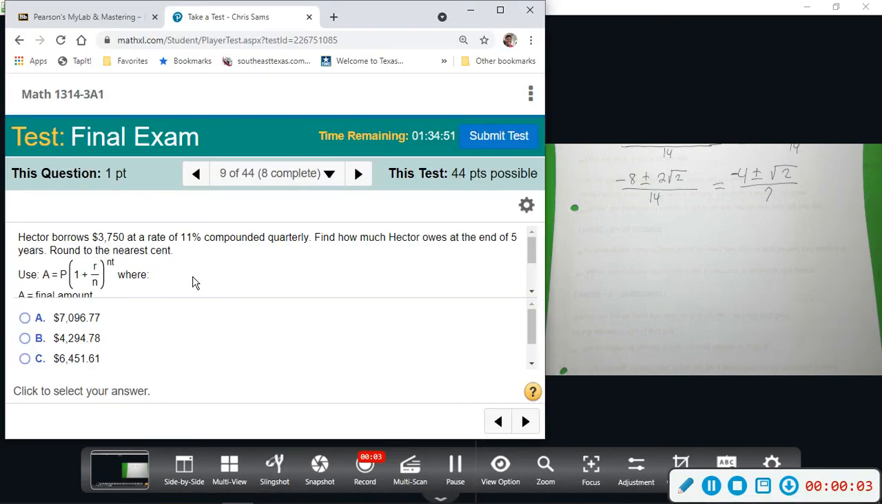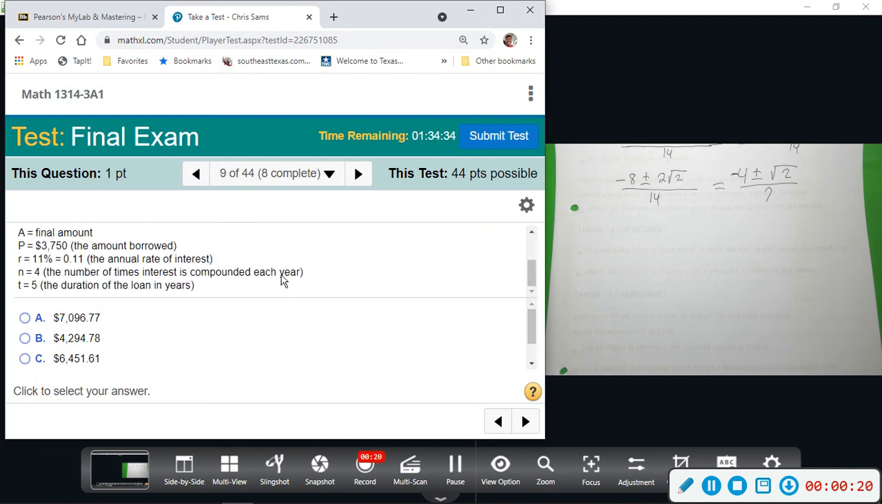Alright, number 9, we have Hector borrows $37.50 at a rate of 11%, compounded quarterly. Find out how much Hector owes at the end of 5 years, round to the nearest cent. So this is compound interest. They give us everything that we need. All we need to do is plug it into the compound interest formula.